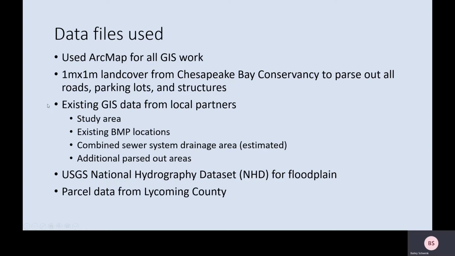Some of the GIS data was obtained from local partners, including the study area, the existing BMP locations in the area, the combined sewer system, and any additional parsed out areas. The USGS National Hydrography Dataset, or NHD, was used to determine the floodplain area, and the parcel data was obtained from the Lycoming County municipality.